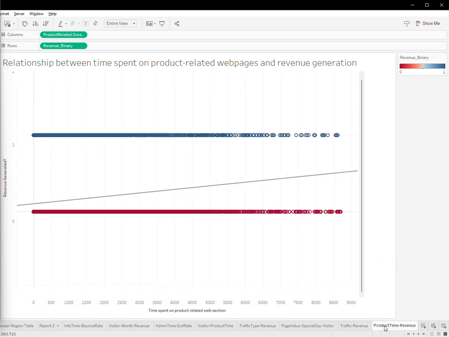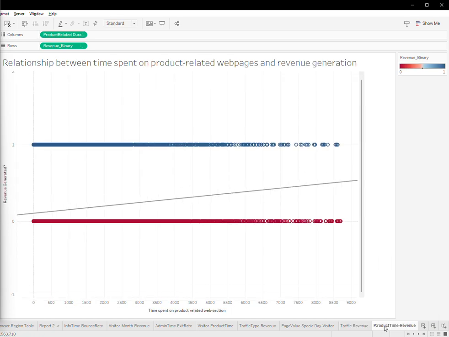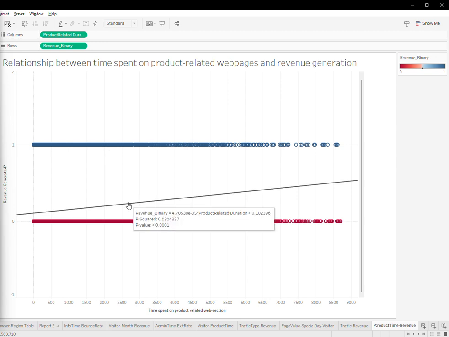Question 7 asks, is there a correlation between the duration spent on product related pages and the likelihood of making a purchase? So the scatterplot trend line shows a positive correlation between the time visitors spend on product related pages and them making a purchase, but the R-squared value is a measly 0.0304, which is negligible, telling me that there is no strong relationship between these factors and that the driving factors of a transaction occurring lie elsewhere.